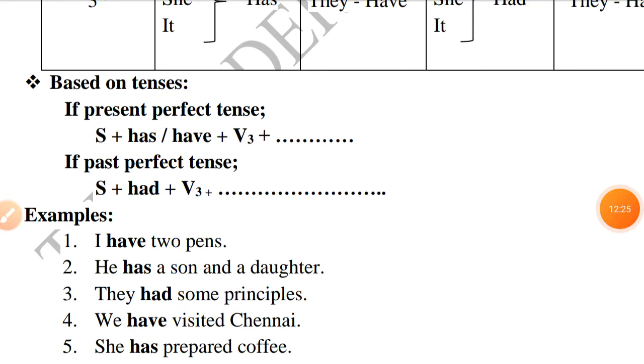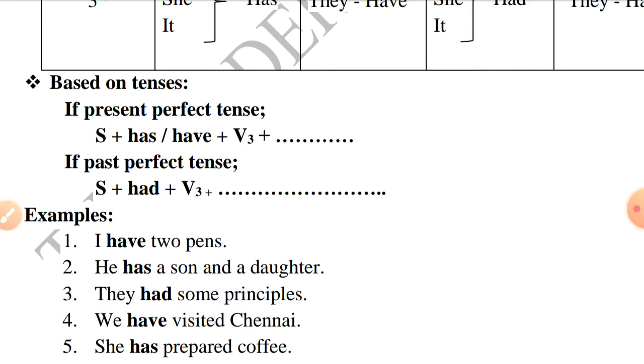And past perfect tense means it is completed just before. For an example, I have written test on various topics before he came. Okay, I have written test on various topics before he came. So just now it is completed.